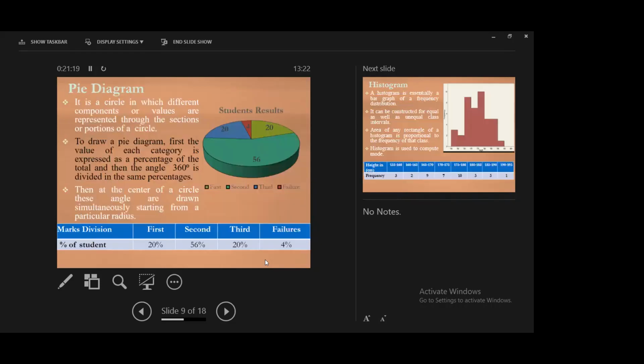The next and the most interesting graph, which is used for categorical data, is the pie diagram. Now, all of you have seen a pie diagram. हम अपनी रियल लाइफ में भी पाई देखते हैं रोज. कोई बता सकता है कहाँ पे?